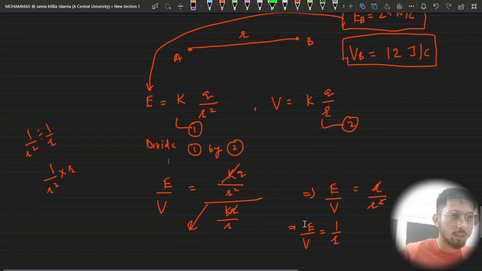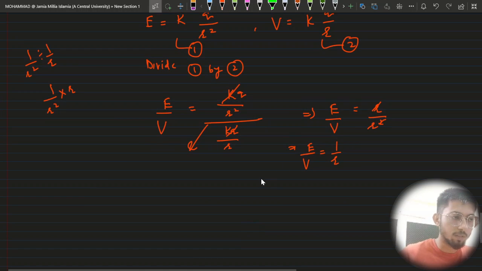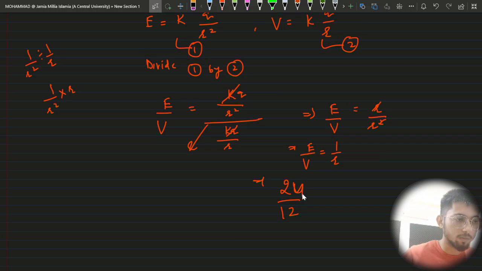E is 24, V is 12. So you substitute that. 24 by 12 is 1 by R. 24 by 12 is 2, so R is 0.5. Right? We have found the distance AB, which is R. The first part is done.